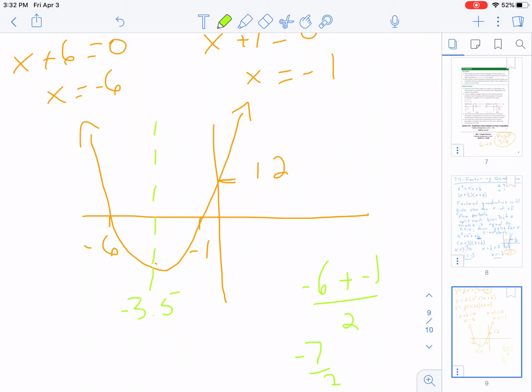Now let's see here. So that's kind of the first 2 examples. Other things that sometimes they like to throw at you is, let's say you have something like this.